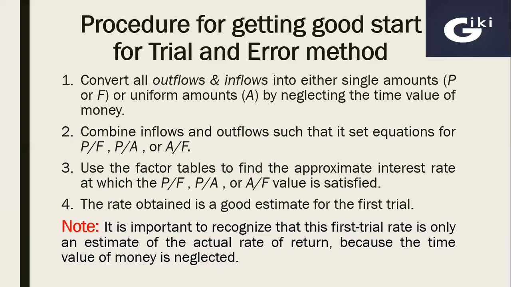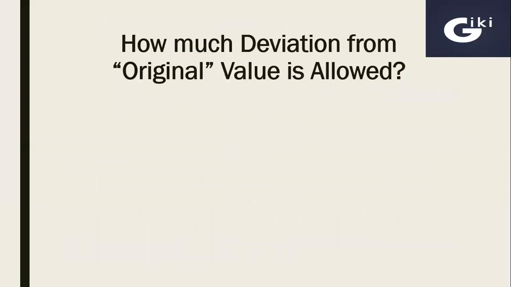Note, it is important to recognize that this first trial rate is only an estimate of the actual rate of return, because the time value of money is neglected, and you need to get two factor values from the factor tables for the same factor and rate and number of years, one higher than that factor value and the other one lower than that factor value that you estimated.